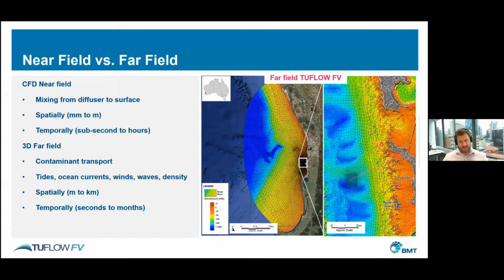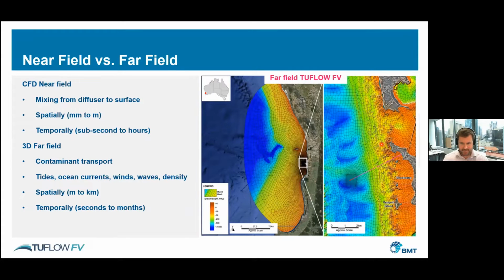Now, if we want to understand how that diffuser and how the contaminants, once they've been initially mixed, move out into the wider environment, whether it be the ocean or a river or even a floodplain area, we need to look at larger fields. So the effects of tides and ocean currents, winds and waves and densities, lake filling and closing. Spatially, these things happen over meters, so that might be both in the horizontal direction, but in the vertical direction. And in the horizontal direction, we're talking about kilometers. And these processes might happen over seconds, but some might happen over months. Long-scale ocean eddies or flood behaviour in a river.